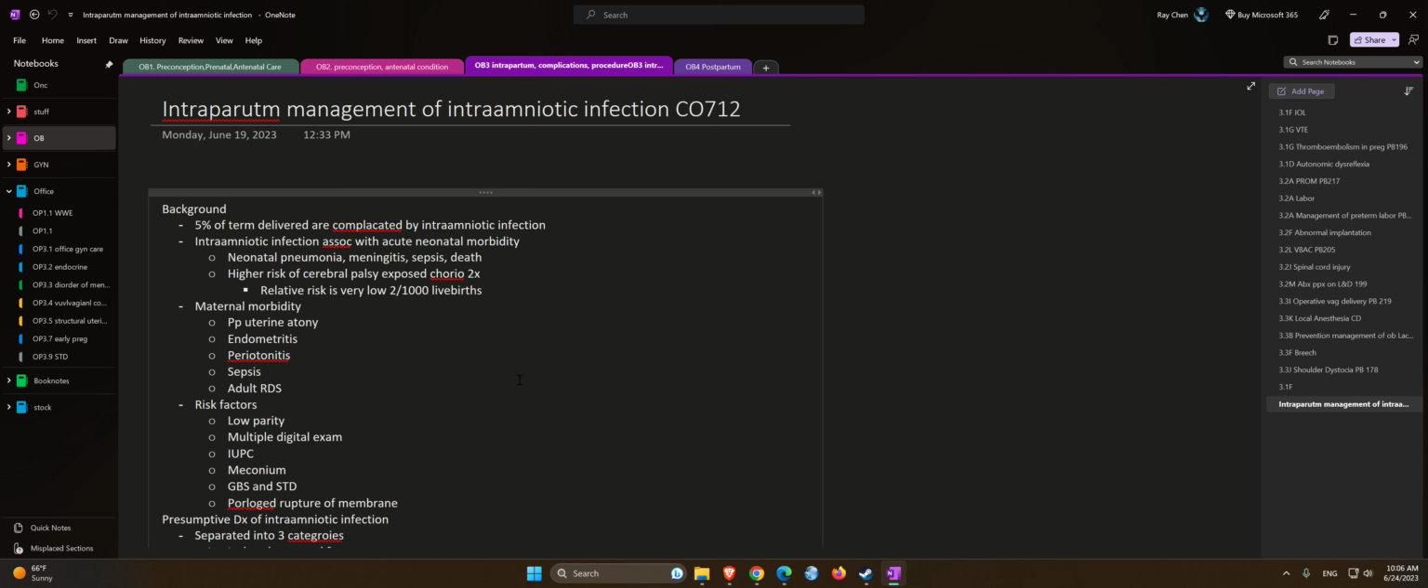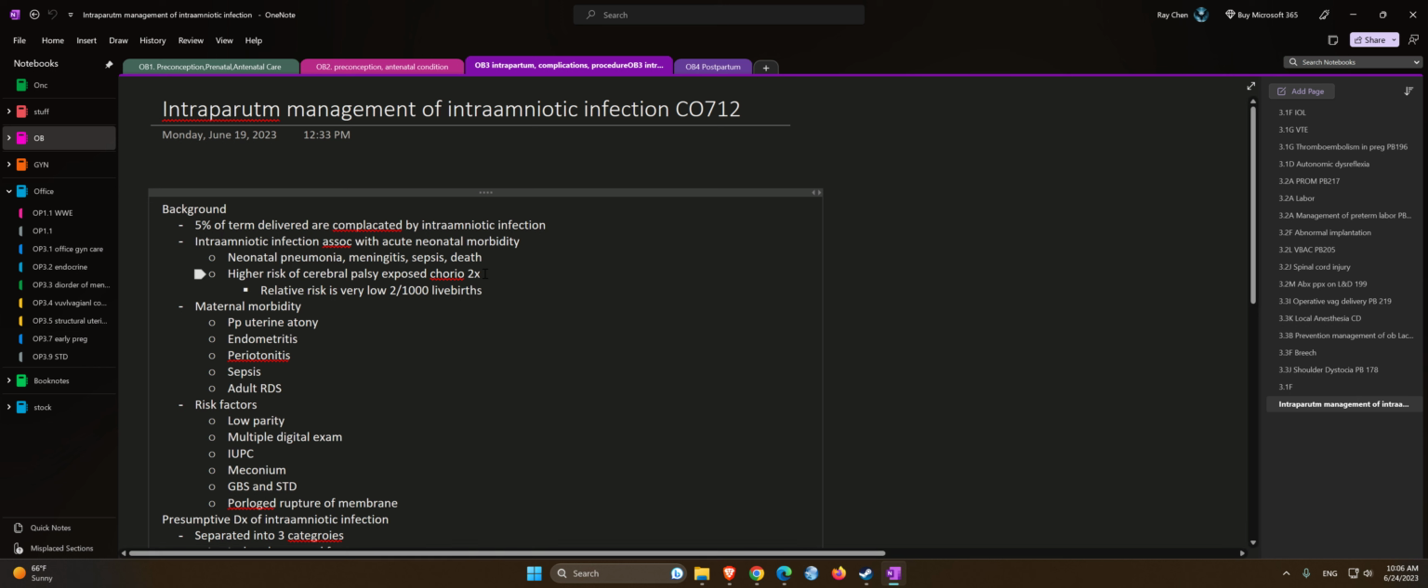Higher risk of cerebral palsy with exposure to chorioamnionitis, 2 times the risk. Even though the relative risk is very low, 2 out of 1,000 live births, so it increased 2 times, so it's 4 out of 1,000 live births.